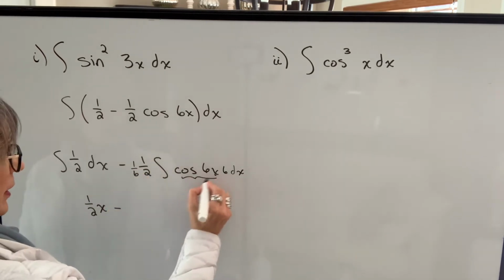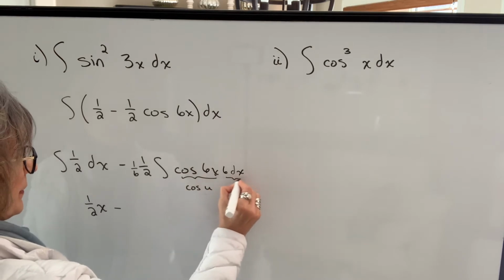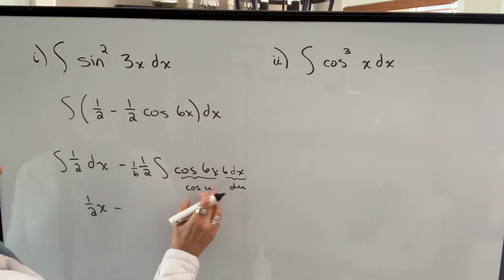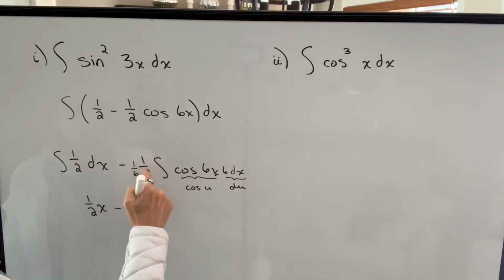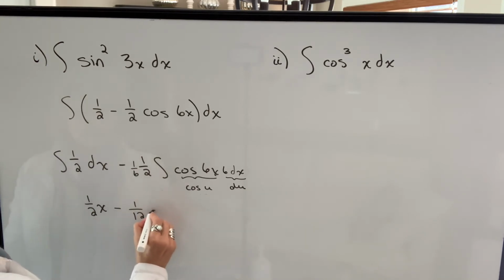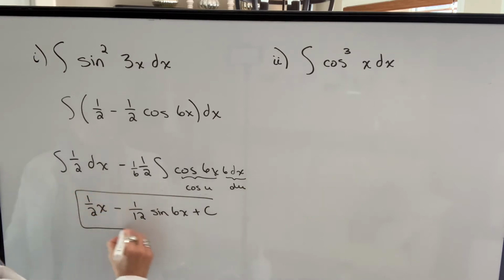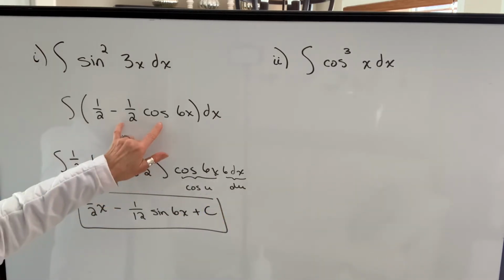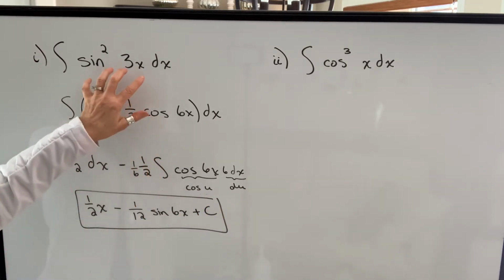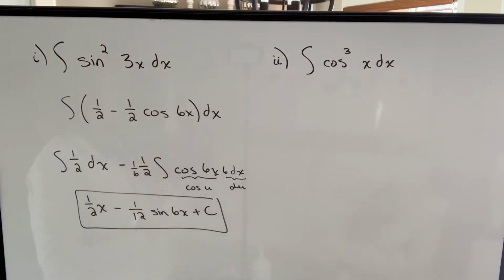So now I have the pattern cos of u. Here's my du factor. The integral of cos of u du is sine of u. So it will be minus 1/12 sine of 6x. And now we can add our constant of integration. So using that identity allowed me to put this integral in a form I could integrate.